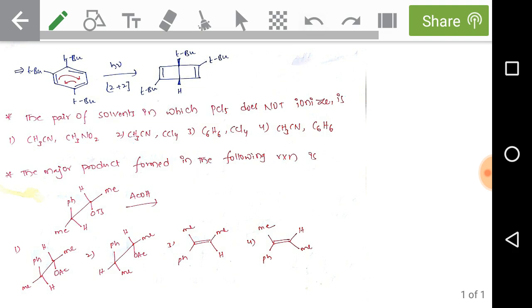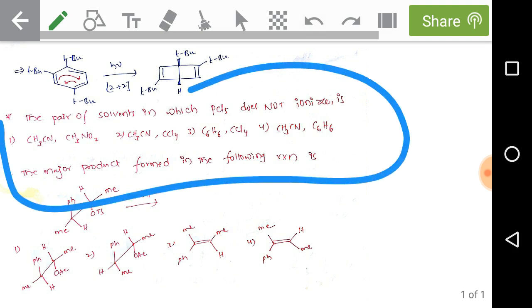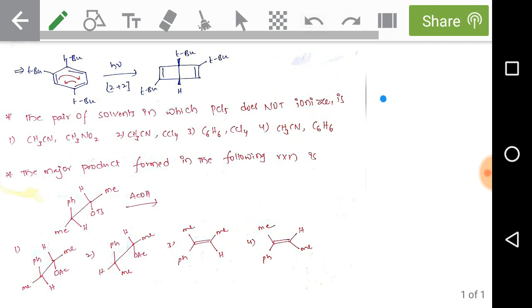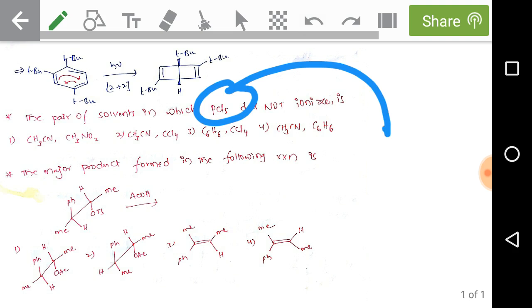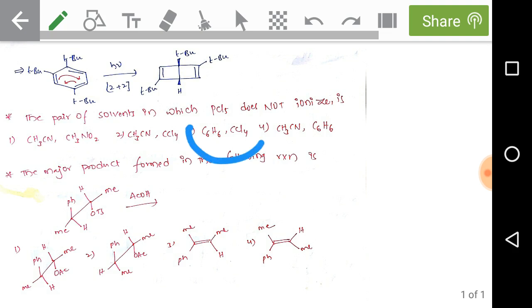Okay. Yeah, next one, the pair of solvents in which PCl5 doesn't ionize is, okay. So here you can see that PCl5 is an inorganic, polar compound. A polar solvent dissolves in another polar solvent only. That's why here you can see that the third option contains benzene and carbon tetrachloride. They are non-polar solvents, so PCl5 doesn't ionize in benzene and carbon tetrachloride.